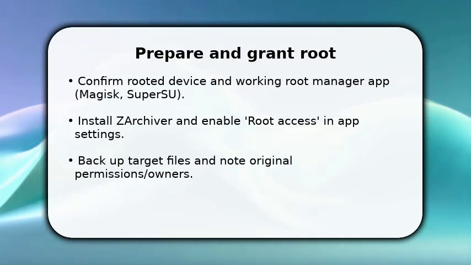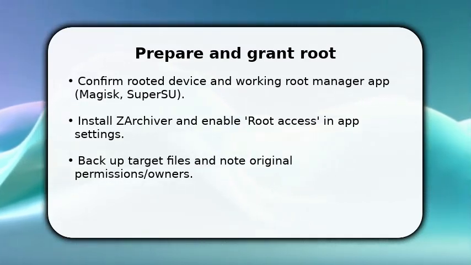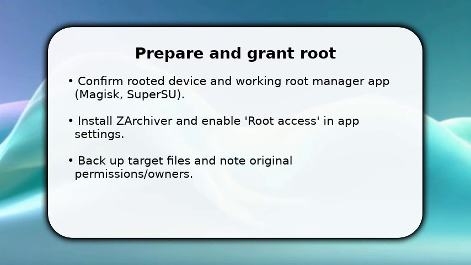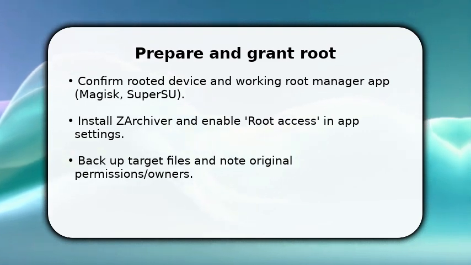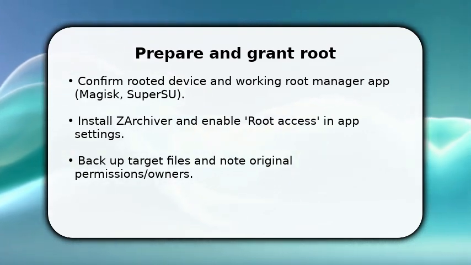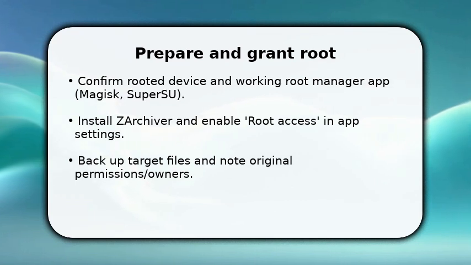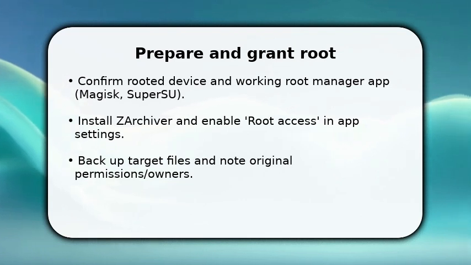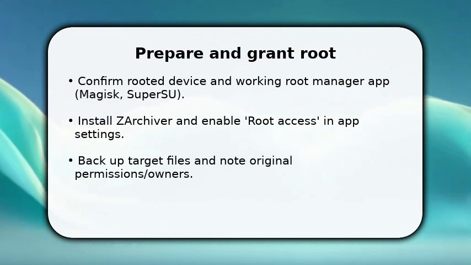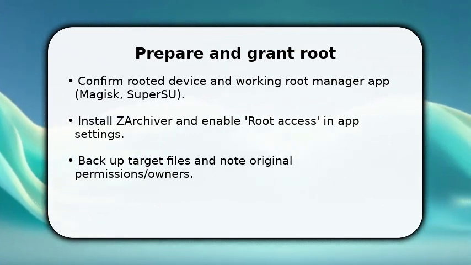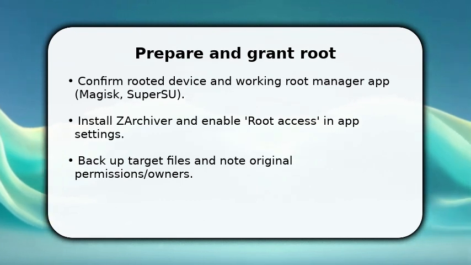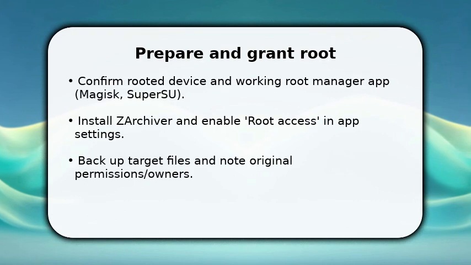You start by confirming your device is rooted and your root manager is installed. This gives Zarchiver privileged file access. Open Zarchiver, go to Settings and enable root access so the app can read system directories. Once done, back up the specific folders you'll modify and jot down original permissions and ownership. This prevents accidental lockouts. You're not installing random add-ons. This step ensures you can traverse protected paths and safely undo changes if anything goes wrong.